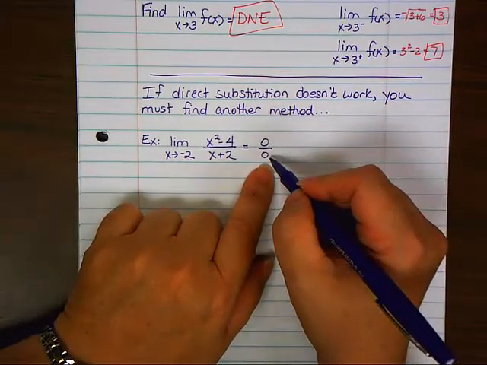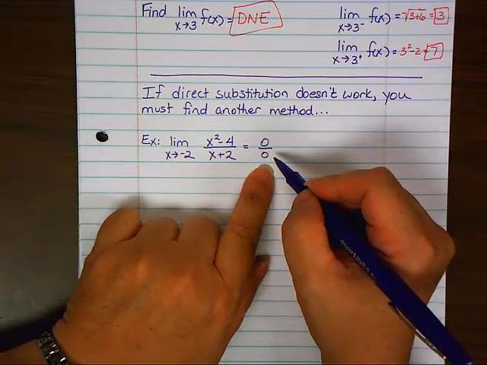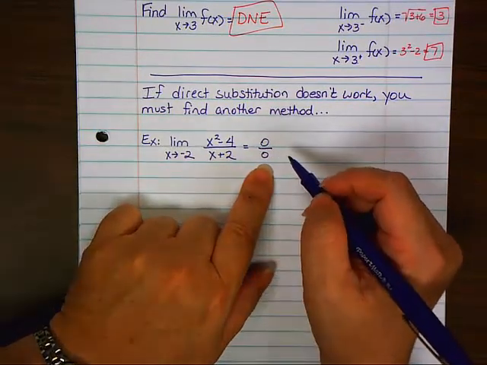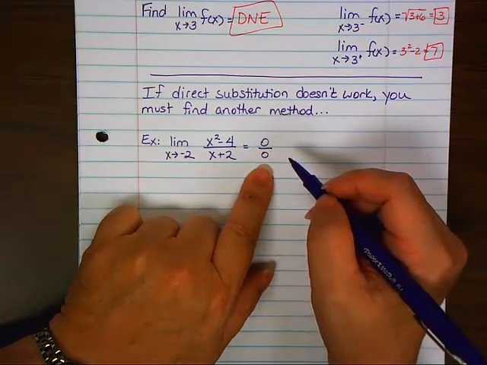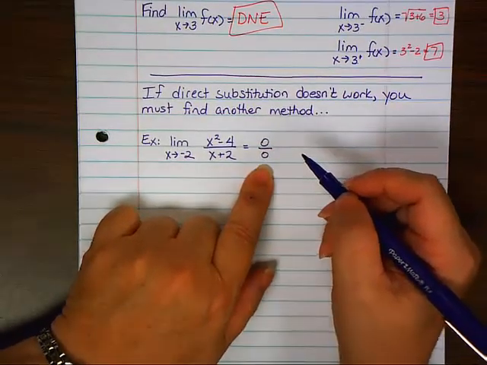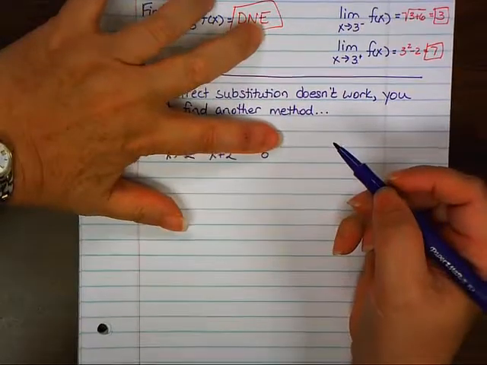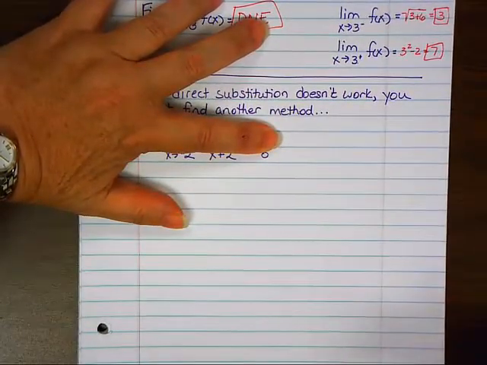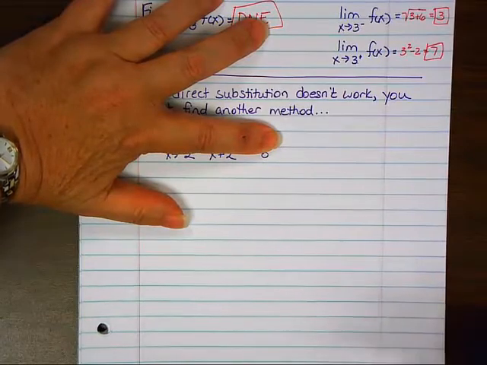Now, if the bottom had been something besides 0, if it had been 0 over 2 or 0 over -3, what would the answer have been? 0. The top is 0, it's 0. What if the bottom had been 0 and the top had been 2? That's undefined. And in limit terms, it's actually infinity. We'll talk about that later.